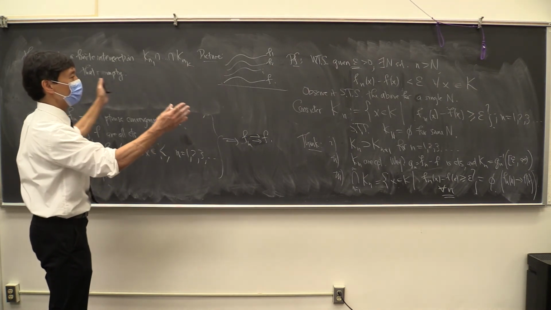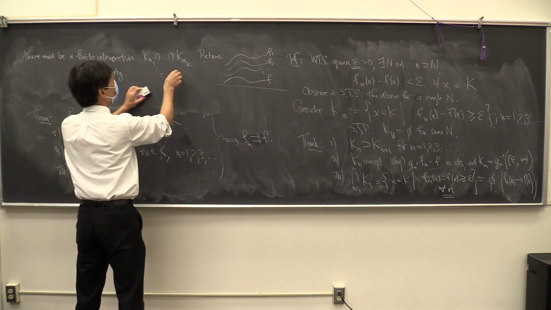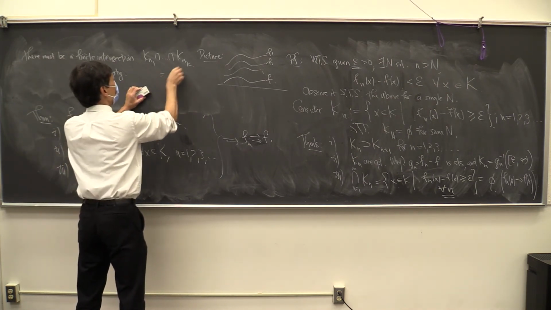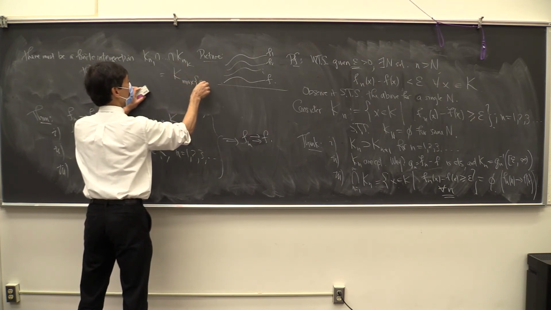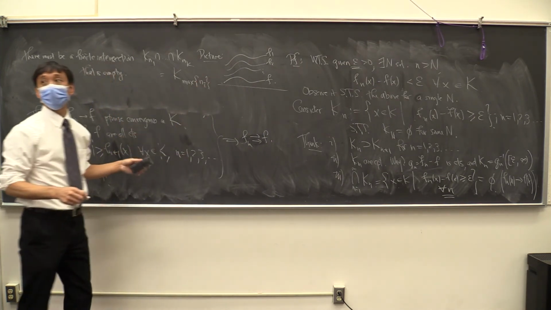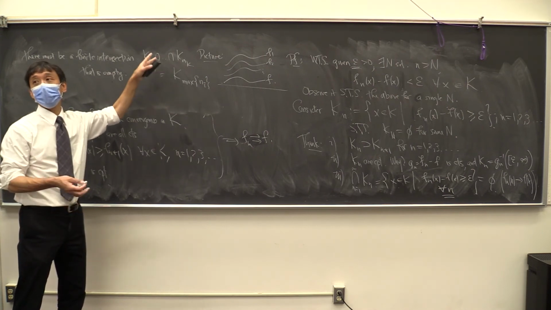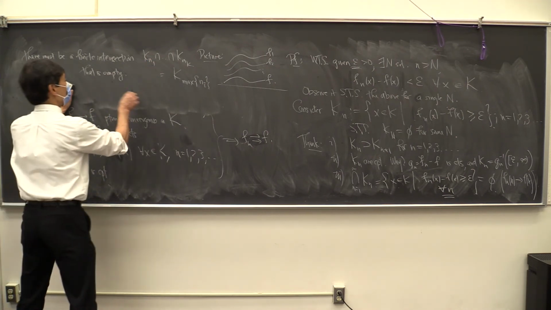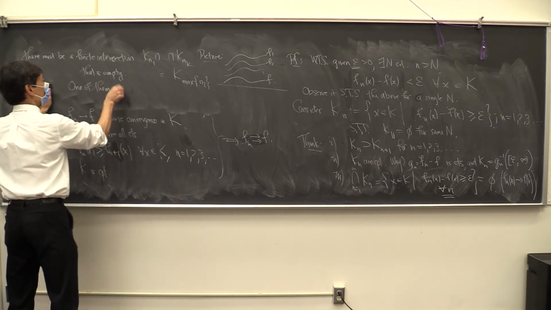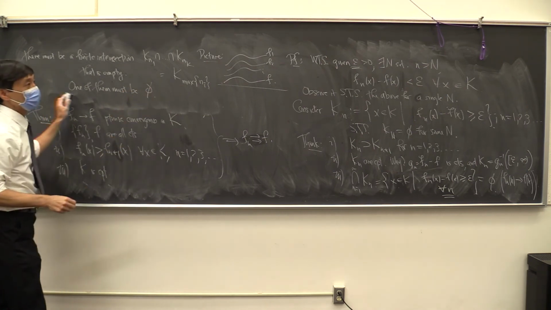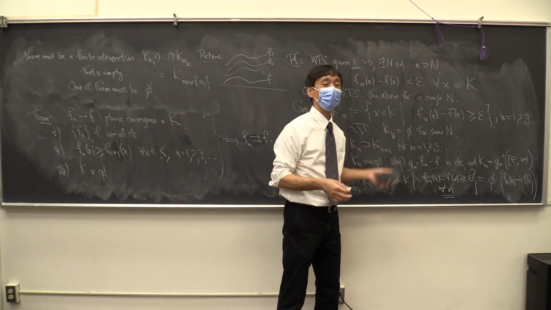But these guys are decreasing, so the intersection is just the smallest one. So it's K sub the max of the n sub i's, the one with the biggest index, and it must be empty. So we know that one of them must be the empty set, and that's what we wanted. We wanted to show that one of them was empty, and so we found it.